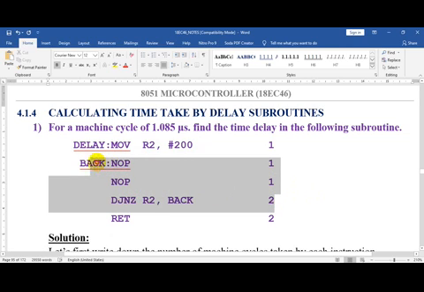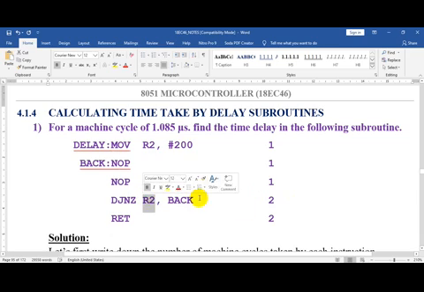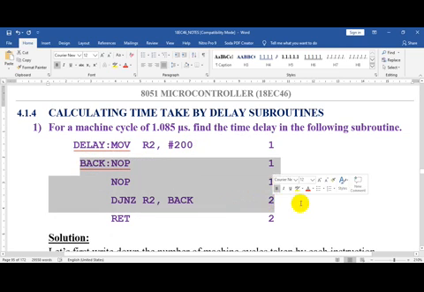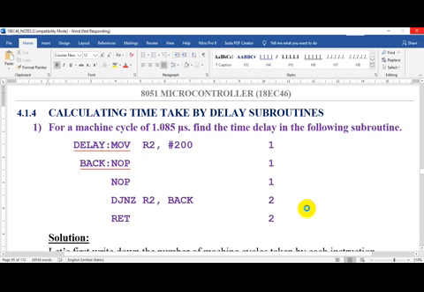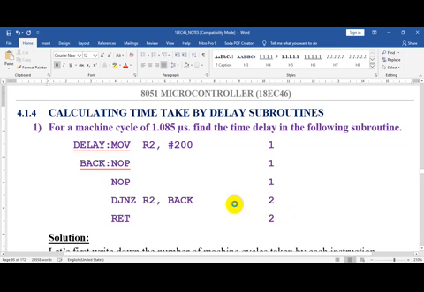So these three instructions will be executed how many number of times? It depends upon the count in R2. What is the count in R2? The count in R2 is 200. So these three instructions will be executed 200 number of times. Whenever you have a loop in a code, first you should calculate the time taken for that loop. That's the first thing we will be doing here.